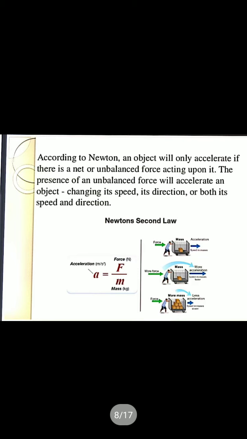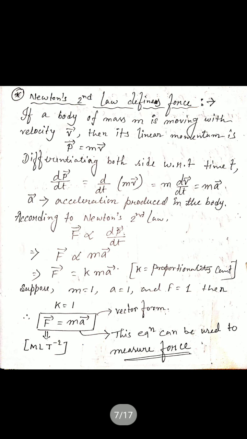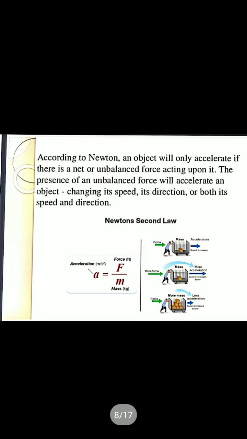So F equals m into a is the vector form. If we write the magnitude form, we just remove the vector sign, so we can write F equals m into a without any vector sign. That is the scalar or magnitude form of this expression. From this expression we can write a equals F by m. According to Newton, an object will only accelerate if there is a net or unbalanced force acting upon it. Yes, it is very important, unbalanced force.